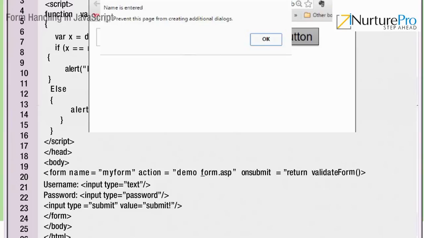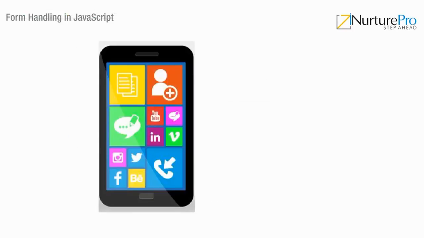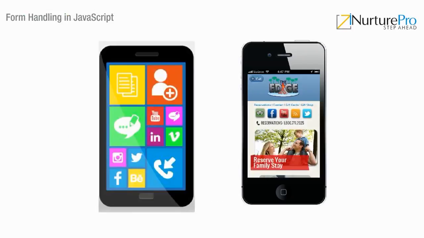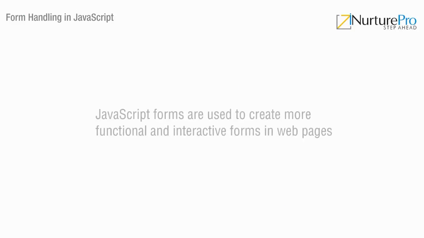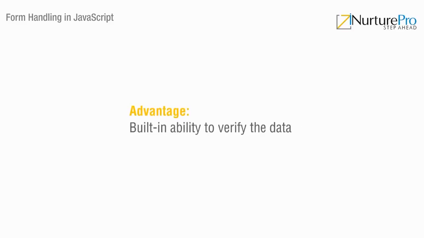So this is how you can create more functional and interactive forms on your mobile apps and websites using JavaScript form and form validation. Now, let us have a quick recap of this video. JavaScript forms are used to create more functional and interactive forms in web pages. The main advantage of using JavaScript is its built-in ability to verify the data before submitting to the server. Thank you for watching this video.